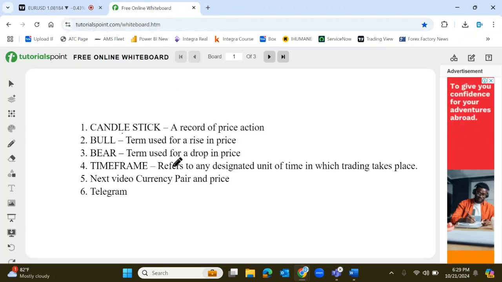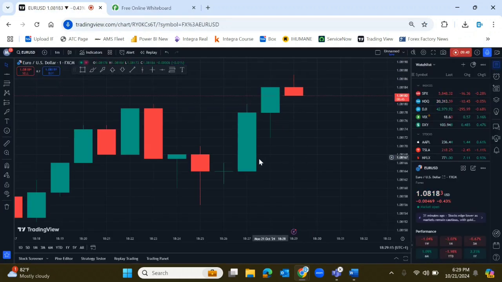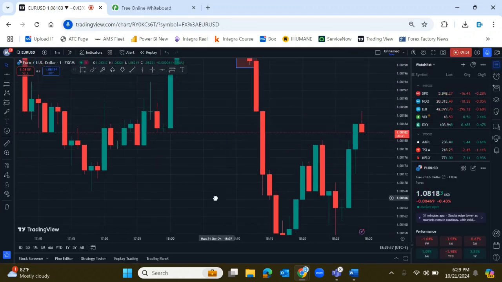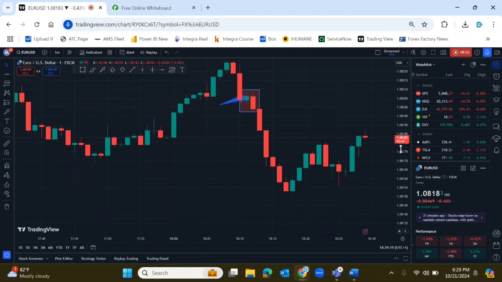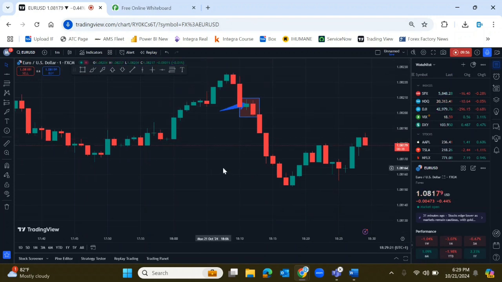Now this takes us to time frame. What does time frame refer to? It refers to any designated units of time in which trading takes place. In this place, we are on a 1 minute time frame. If you look at this point, you will discover that each of these candlesticks is forming in 1 minute.